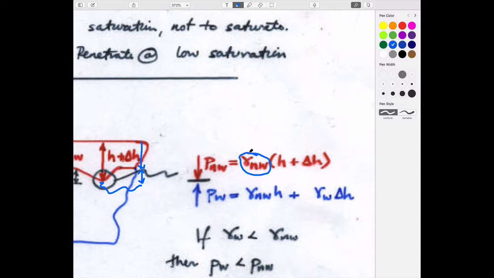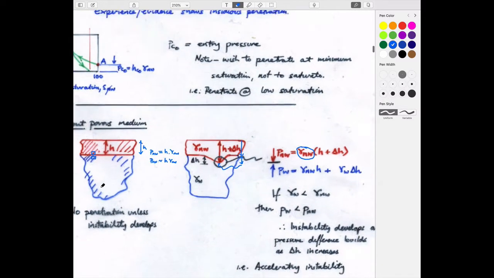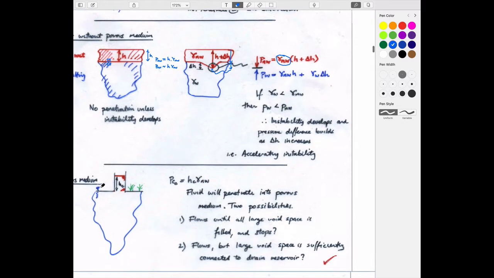If it's less dense, then this little perturbation delta H will shrink because it'll be pushed up. But if you imagine this being more dense, then the pressure acting in the red fluid at this point, if this is more dense than gamma W, will be larger in the red than it is in the blue. If it's larger in the red than in the blue, it'll tend to get deeper, delta will get larger, and so the perturbation grows and it becomes unstable. Then it will just keep on going.